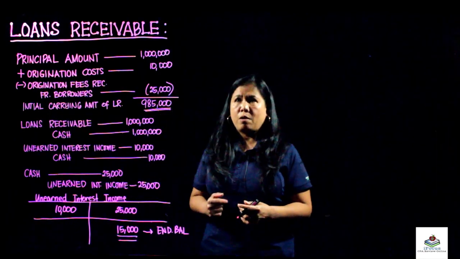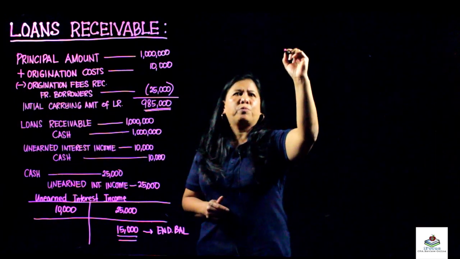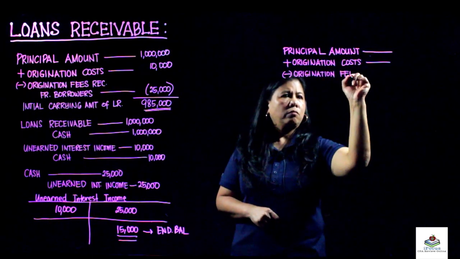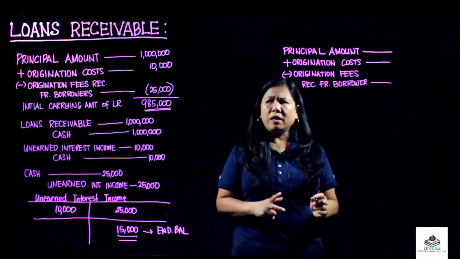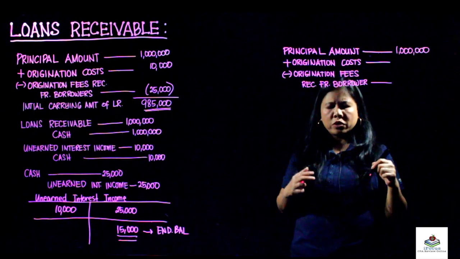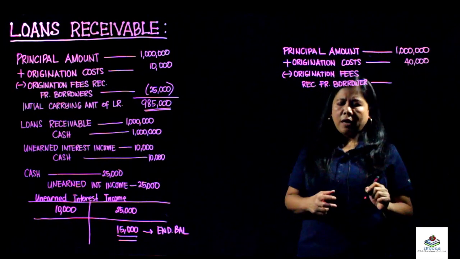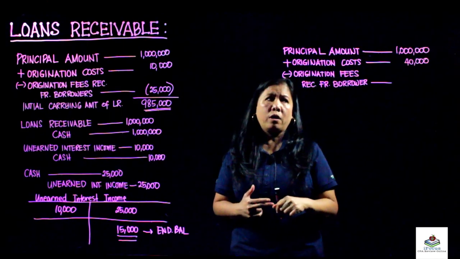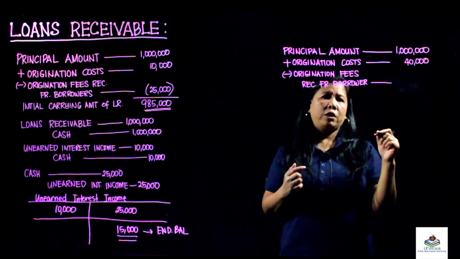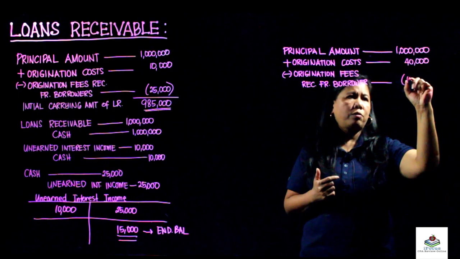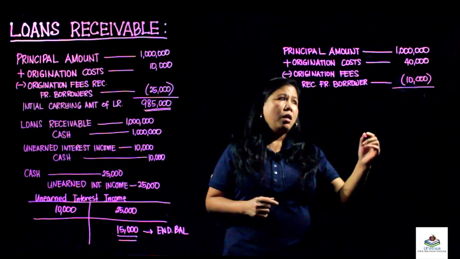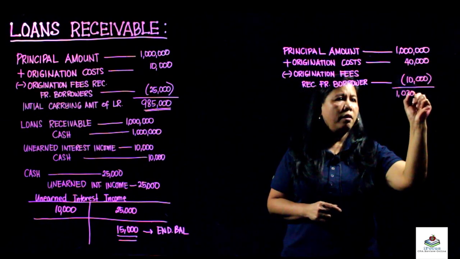Let me give you another example here. So we have principal. All right, let's say we have the principal amount of 1 million and this time our origination cost is 40,000 and the bank charged the borrower less than the origination cost. Let's say, for example, we have origination fees received from the borrower as 10,000. So our initial carrying amount of the loans receivable in this example is 1,030,000.